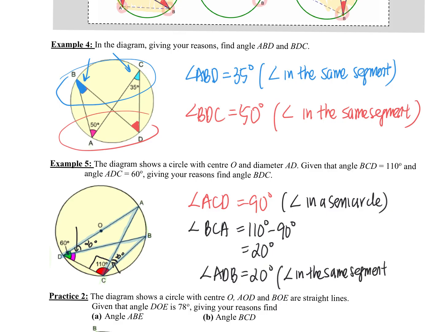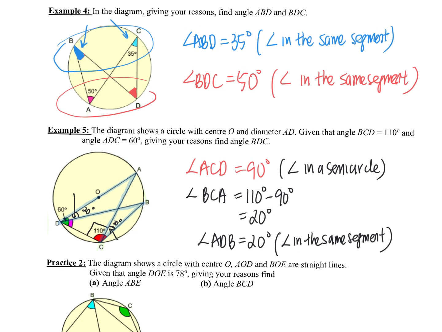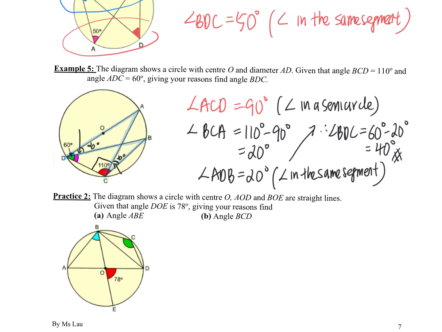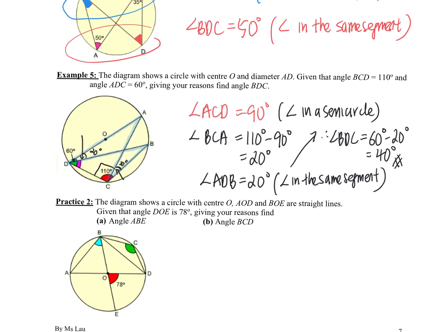So to find the pink angle, I just take the difference. Therefore, BDC is just the green one, take away my 20, which is 40. Okay, so they can mix a lot of properties in one question, but you do it part by part. Lesson over.